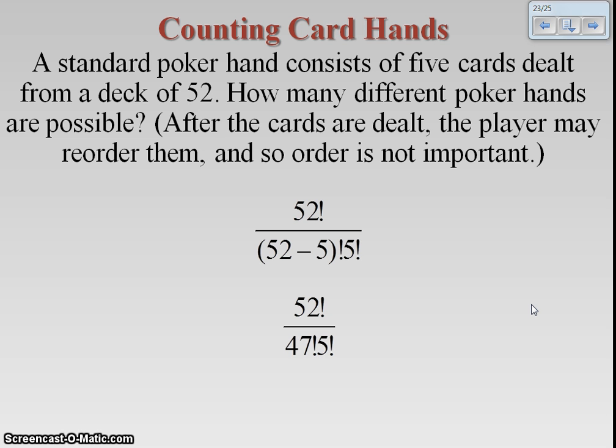Now, what in the world does that work out to be? Well, certainly, you could use your calculator if you wanted. About 2.6 million different hands. Certainly not good odds if you're wanting to get a specific hand, is it?